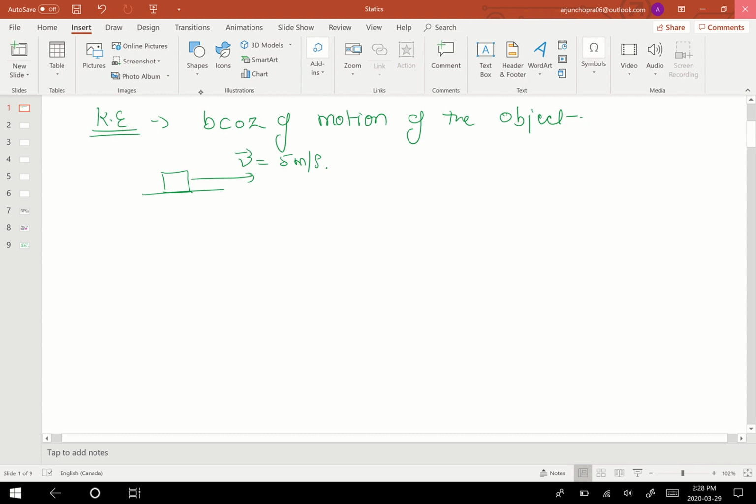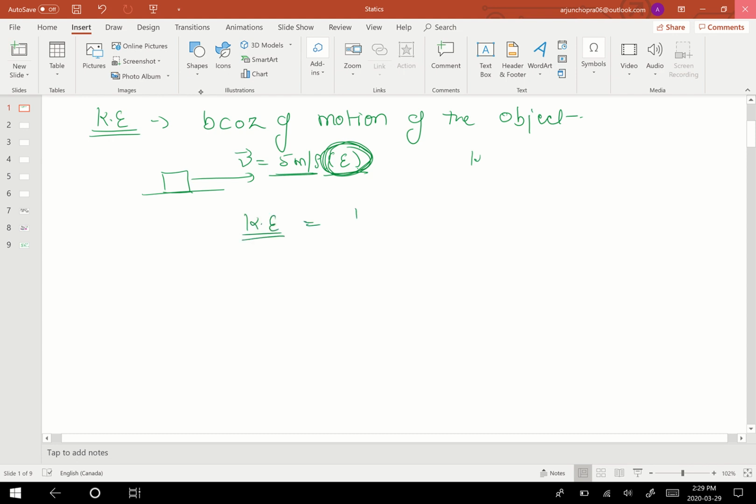If I'm specifying the velocity, I have to specify the direction. But because energy is not a vector quantity, this direction won't have any effect. So the object is moving at a speed or velocity of 5 meters per second, and I wanted to find the kinetic energy in the object.